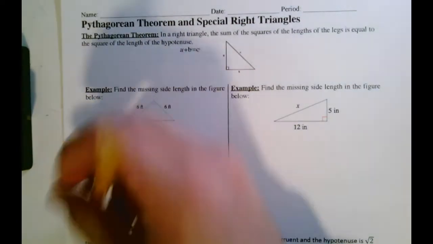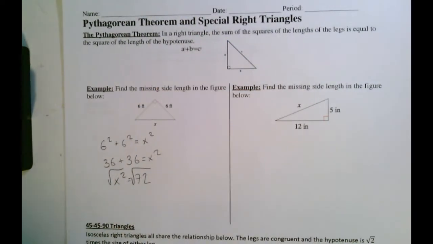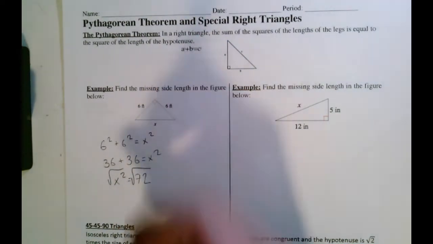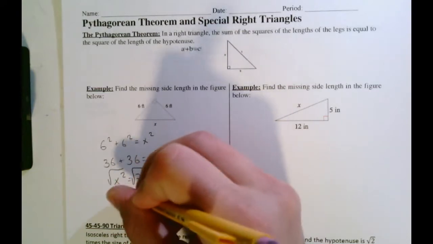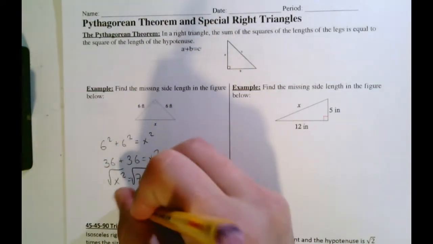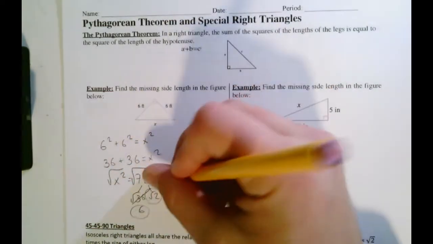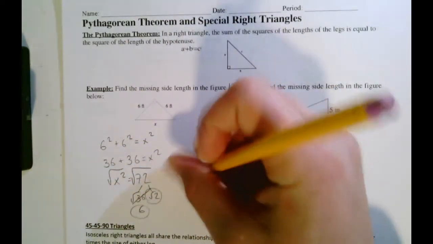square root operations, square root both sides. And I have to say, well, is there a perfect square for 72? And the answer to the question is no, so I have to break this down. Square root of 36, square root of 2, square root of 36 is a whole number 6. So my answer, if I look at my two factors, is x equals 6 root 2.